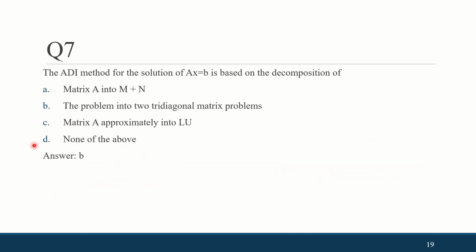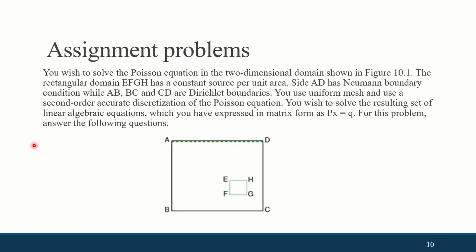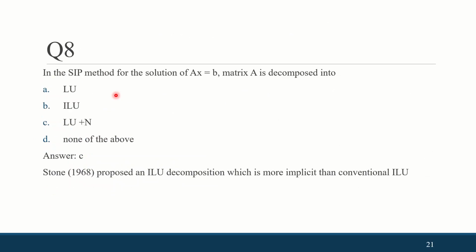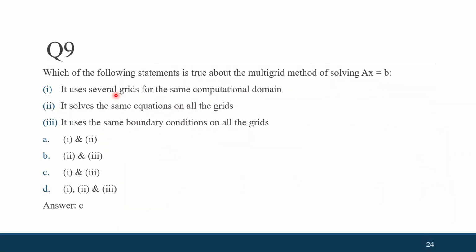The same question was given in the practice problem, if you can remember. Which of the following statements is true about the multigrid method for solving Ax = b? It uses multiple grids for the same domain. It uses multiple grids for the same equation. It solves the same equations on all grids. Option 3 is the wrong one, whereas options 1 and 2 are right. The same wrong statement is given in that problem too. Same equations on all the grids is not the case.